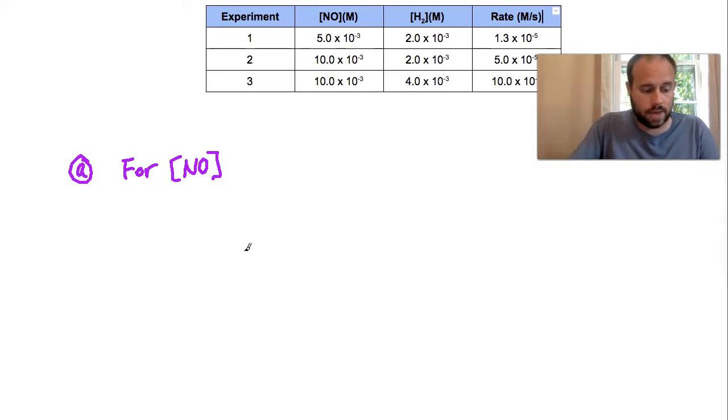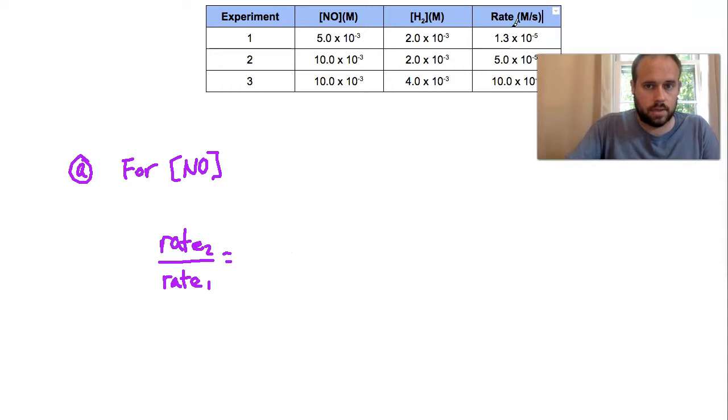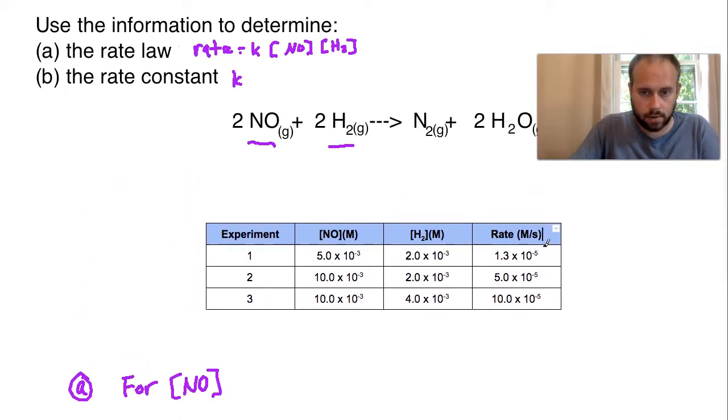The way that we would do that is we would say, I'm going to set rate 2 over rate 1, and look at that ratio. Now, if I take a look at it, the rate for 1 is going to be 1.3 times 10 to the negative fifth, and the rate for 2 is going to be 5 times 10 to the negative fifth. So those values are associated with experiment 1 and 2 where I'm getting a variation in the concentration. I just want to make sure everybody knows exactly where these numbers are being pulled from.